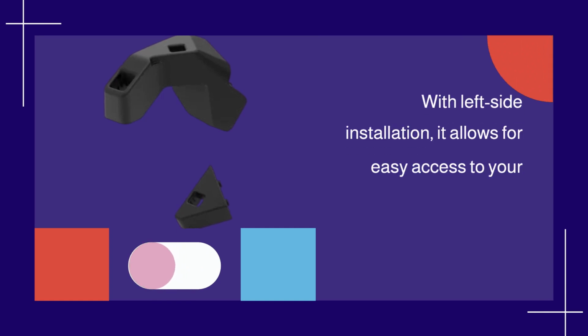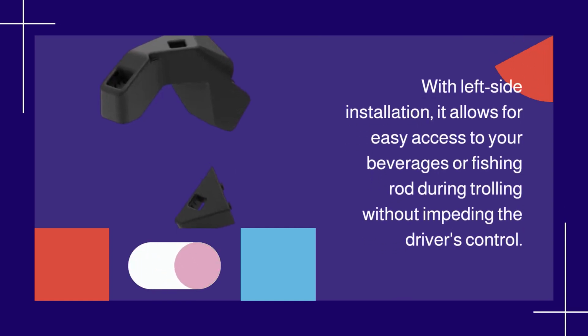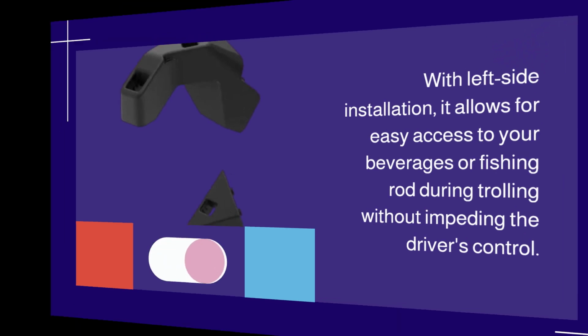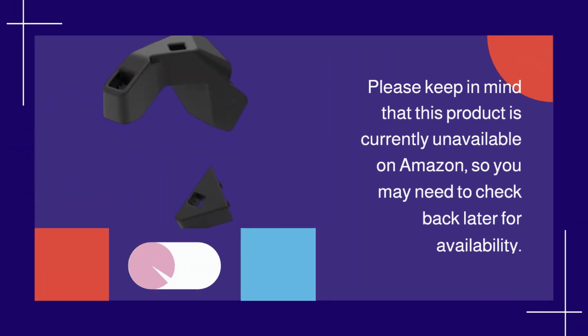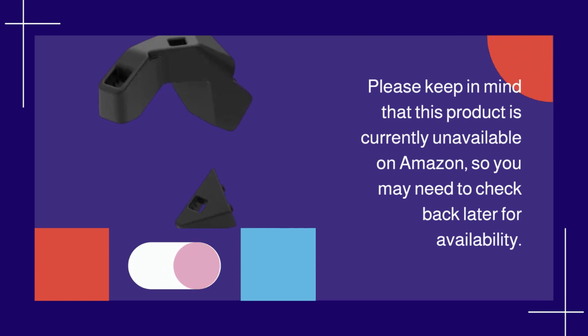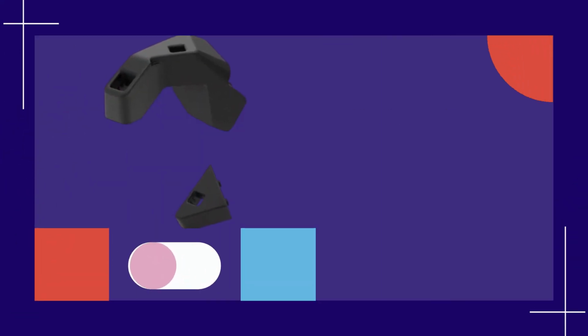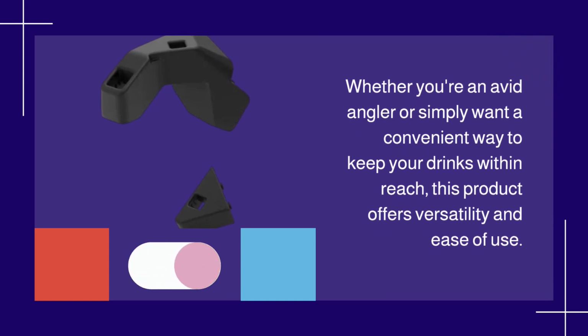With left-side installation, it allows for easy access to your beverages or fishing rod during trolling without impeding the driver's control. Please keep in mind that this product is currently unavailable on Amazon, so you may need to check back later for availability. In conclusion, the Sea-Doo Cup and Rod Holder is a fantastic accessory for Sea-Doo watercraft owners who want to enhance their boating experience. Whether you're an avid angler or simply want a convenient way to keep your drinks within reach, this product offers versatility and ease of use.